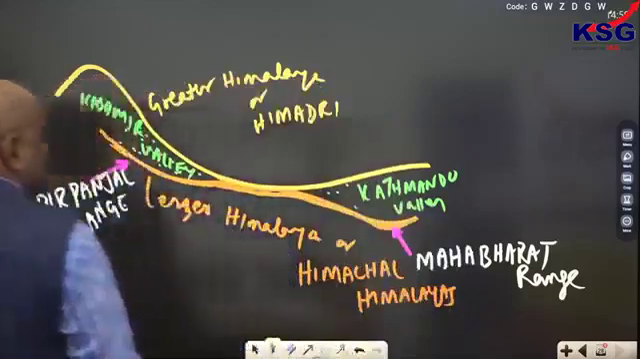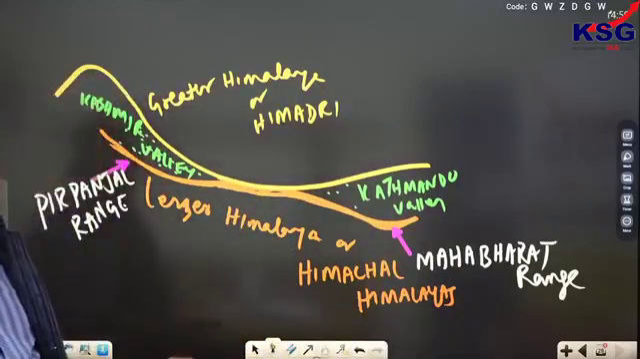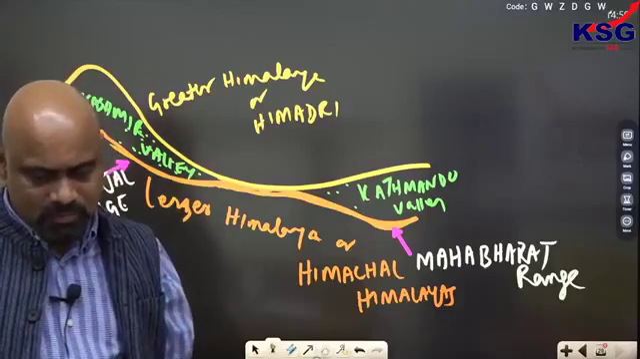So let us look now at the Lesser Himalaya, parallel to the Greater Himalaya. Why do we affix the term inner or outer before Himalaya?